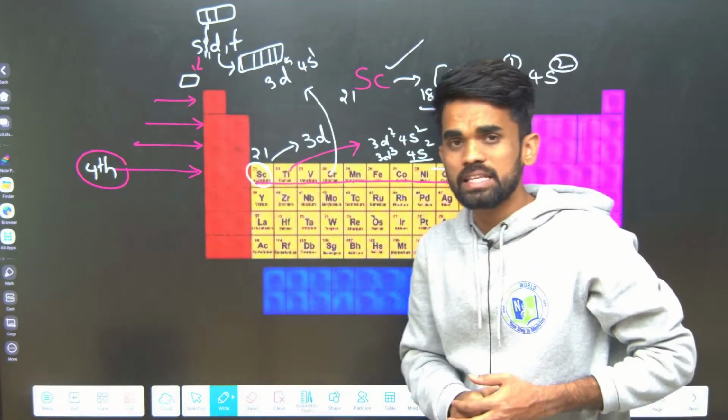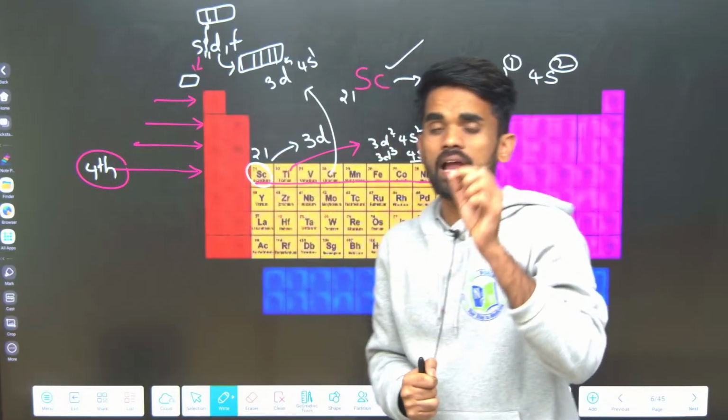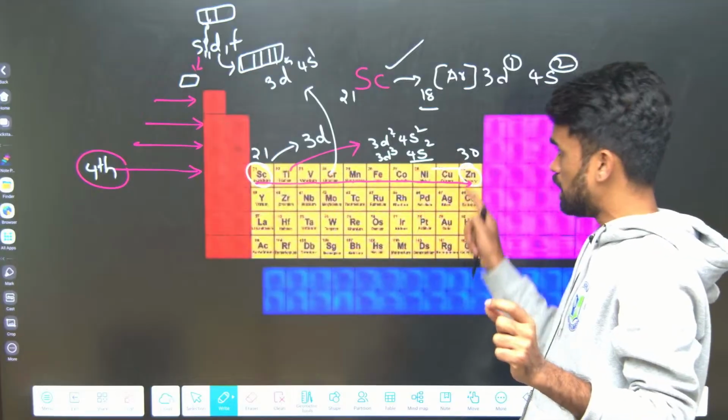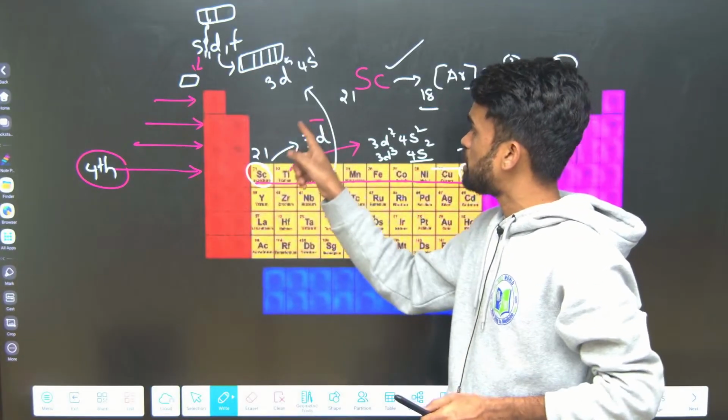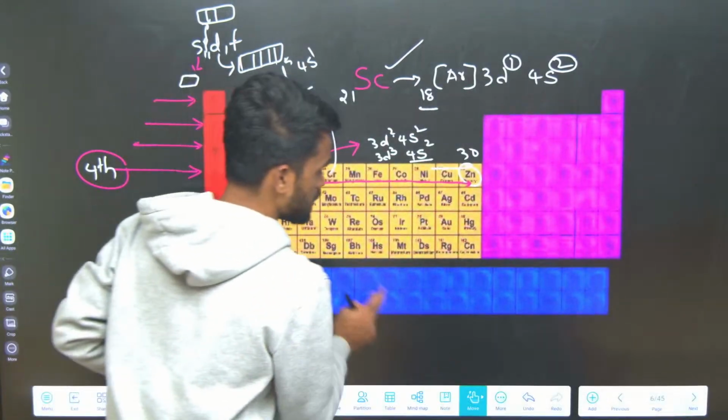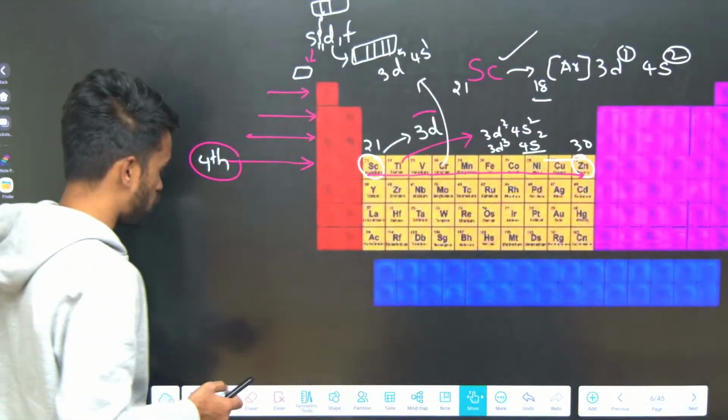So why are we saying these are d block elements? Because the last electron of these elements, these yellow color elements that you are seeing, enters into the d orbital. Okay. So now what is the general electronic configuration for these d block elements?